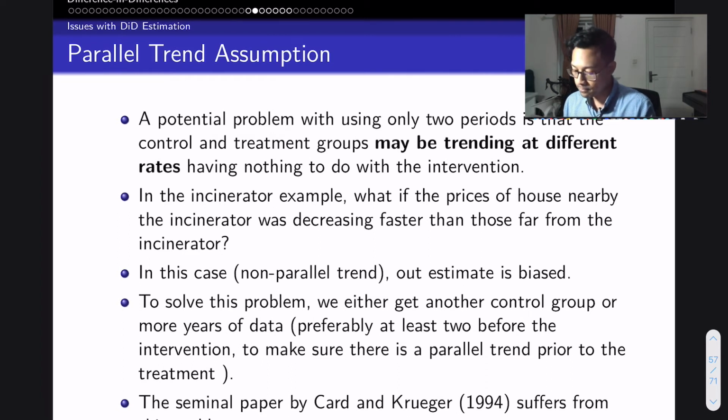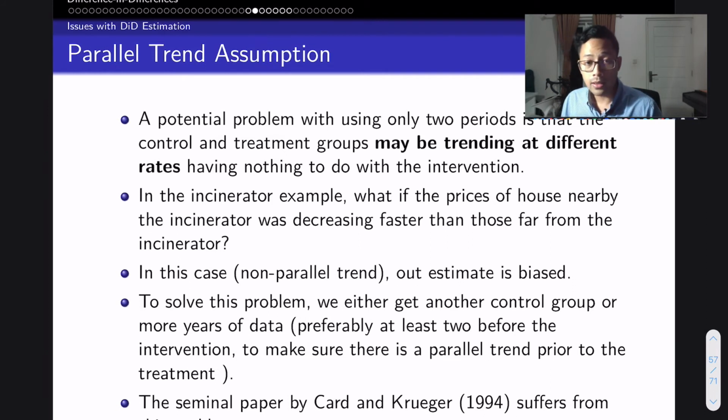incinerator. To solve this problem, we either get another control group or more years of data, preferably at least 2 before the intervention. So going back to the incinerator data, not only do you want the 1978 data, but perhaps you can get your hands on the 1975 data and the 1972 data. So you have at least 2 more periods of observations before the program was implemented, and can see whether there is a parallel trend before the implementation of the program. That's going to be the key parallel trend assumption.